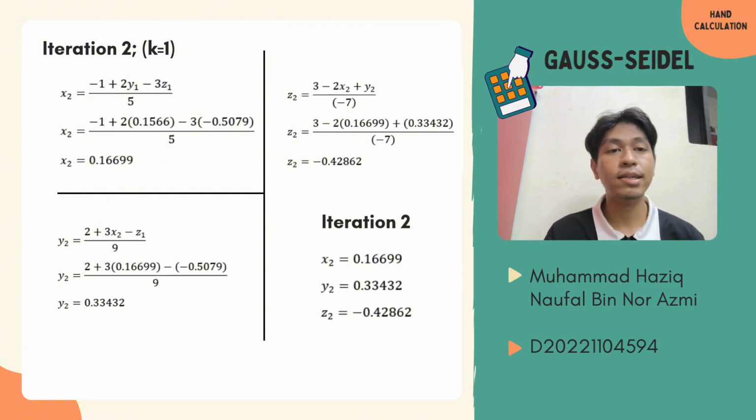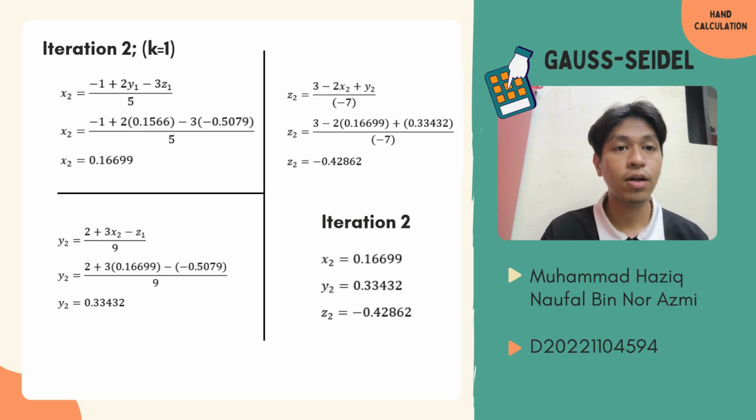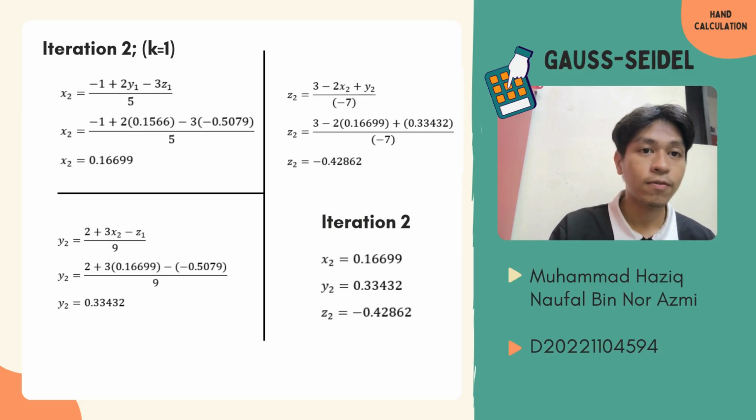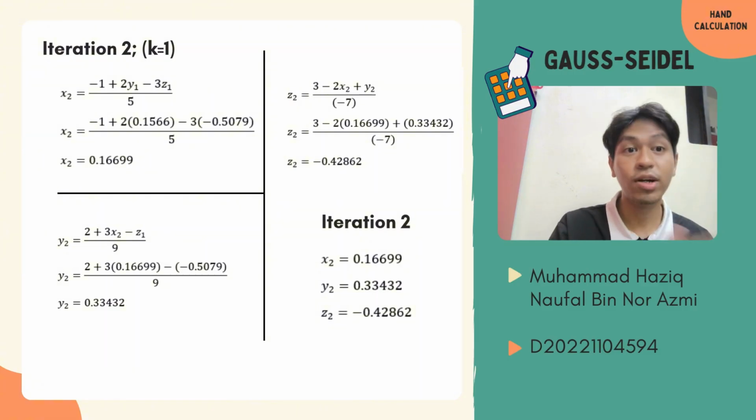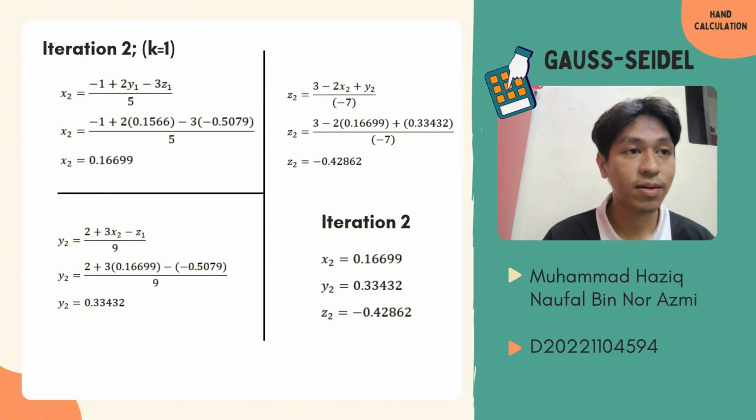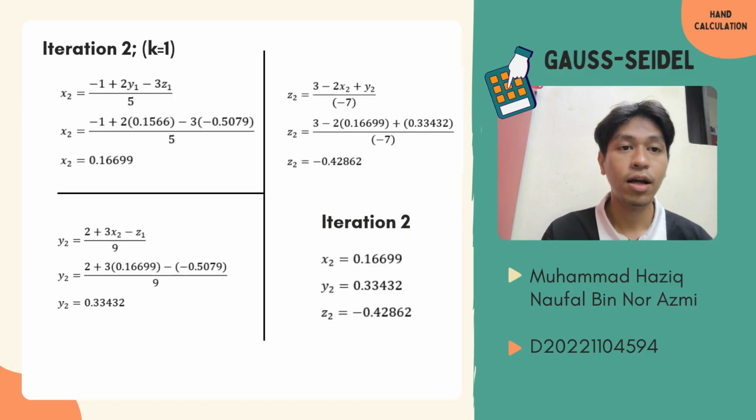so we will get y equals 0.33432. Then lastly, for the z equation, we use the x and y from the second iteration, which are x2 and y2. So z2 will become negative 0.42862, and we got x, y, and z for the second iteration.